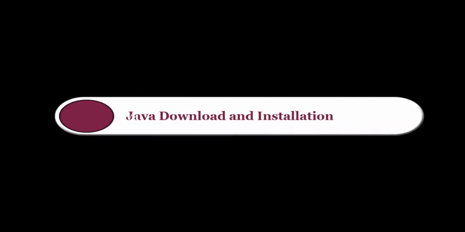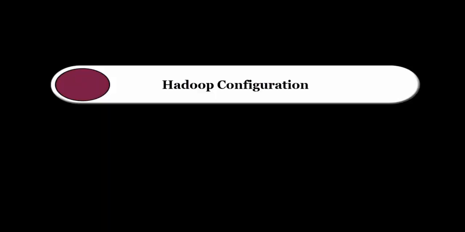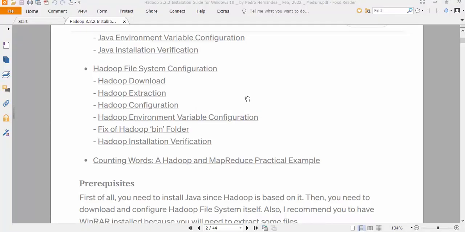Welcome to this channel. First, in order to install Hadoop, we have to configure Java, then Java installation. We will download Java from the official Oracle website, and then after Java installation, Hadoop configuration. So let's get started from Java environment variable configuration. After Java installation, we have to add Java into the system environment, then Hadoop file system configuration.